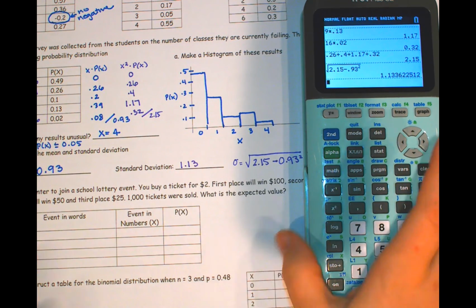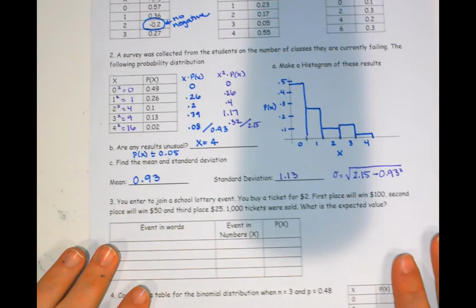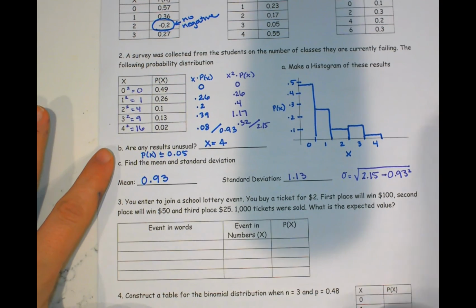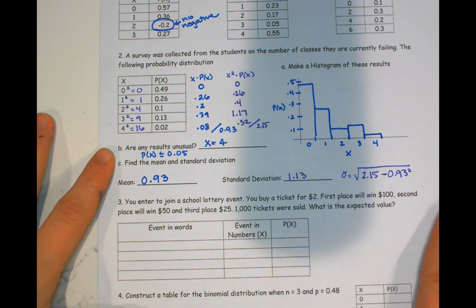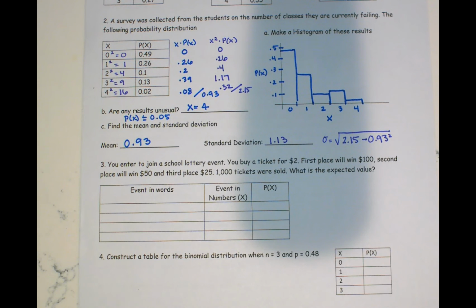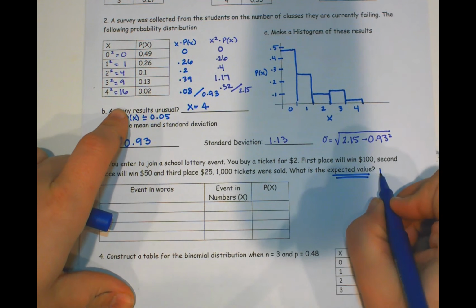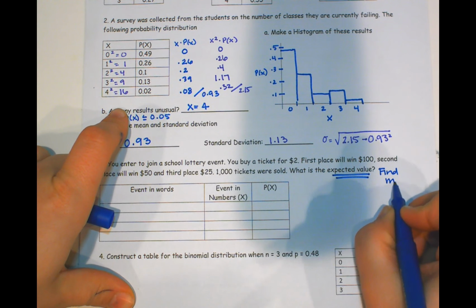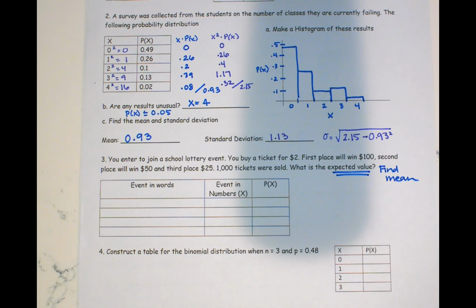Okay. So then the last part of our probability distribution that we did was we talked about events taking place or finding expected values. Remember, if it asks you to find expected values, this just means find the mean. So you enter to join a school lottery event. You buy a ticket for $2. First place, you'll win 100. Second place, you win 50. And third place, you win 25.